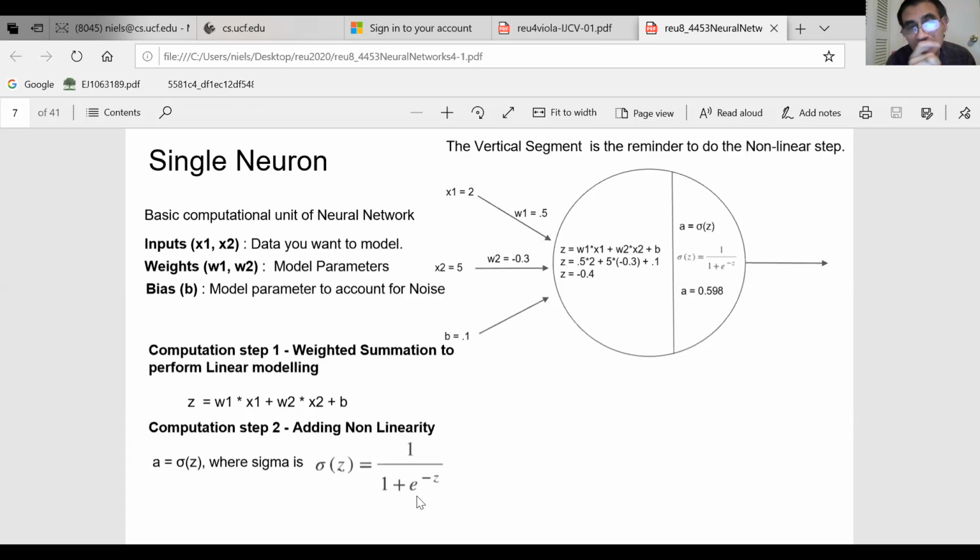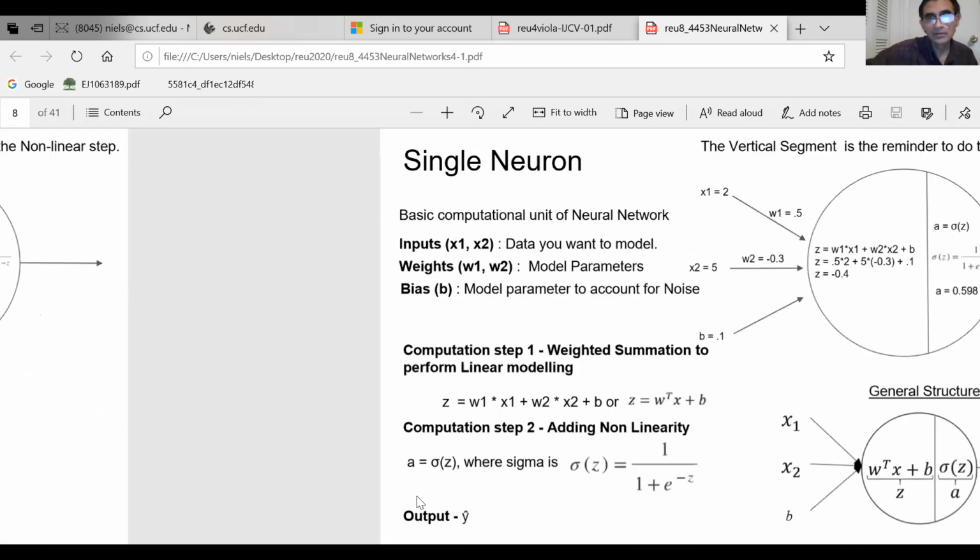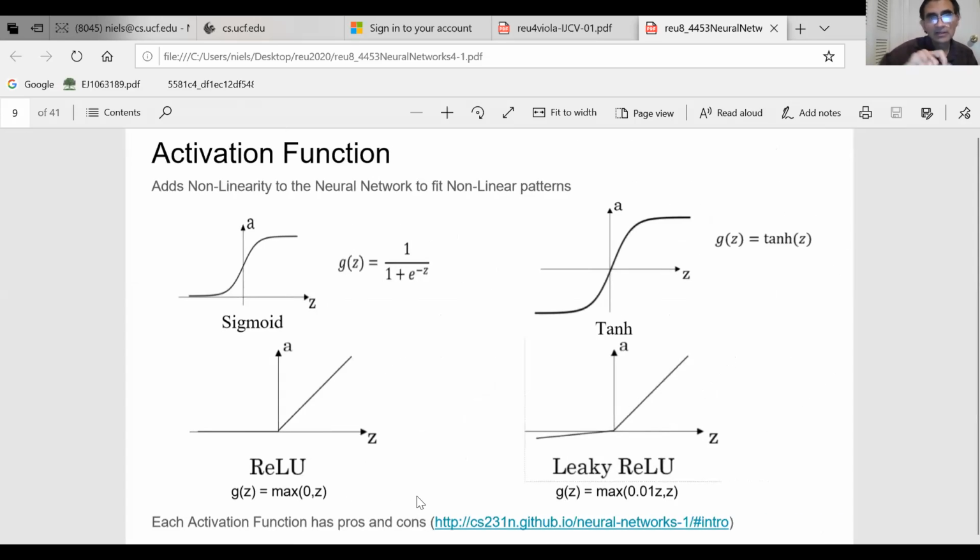Indeed, this sigma function is called that because it looks like a sigmoid shape. I'll skip for a moment to the activation function slide, where you're seeing the sigmoid shape. It looks almost like a reverse integral sign, or a longer version of the integral sign.